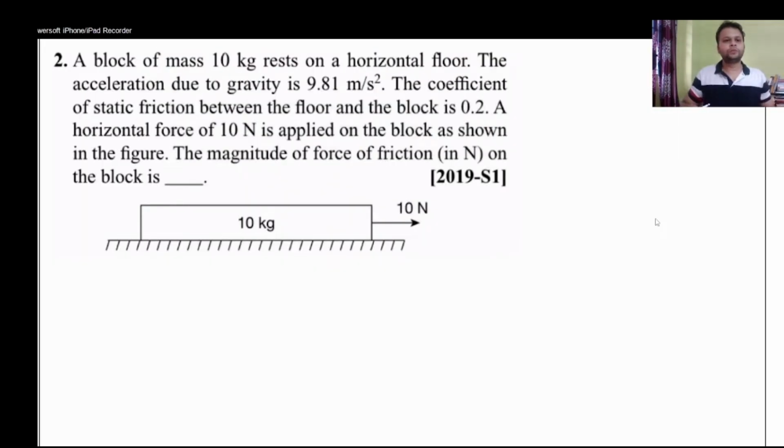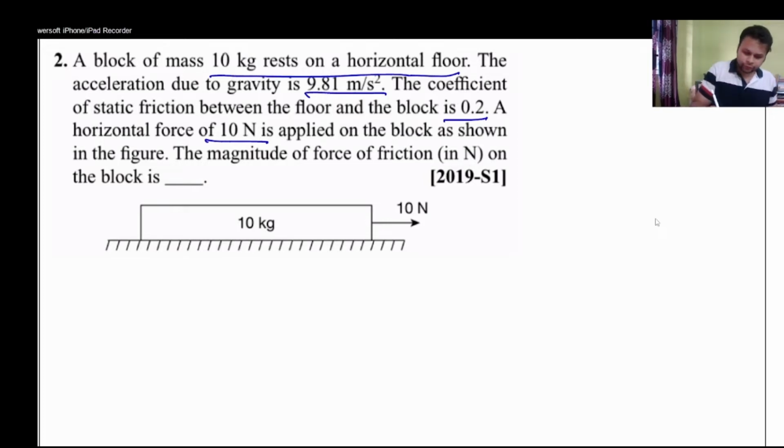Okay, question number 2. A block of 10 kg rests on a horizontal floor. The acceleration due to gravity is 9.81. The coefficient of static friction is 0.2. A horizontal force of 10 Newton is applied on the block as shown in the figure. The magnitude of force of friction on the block is.